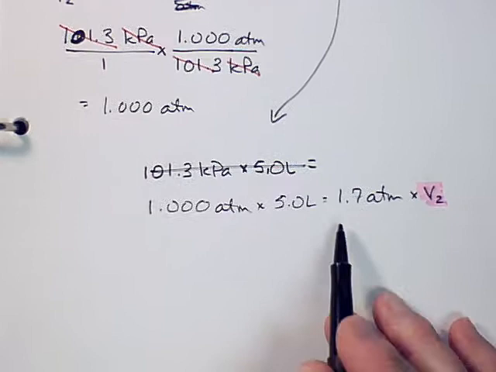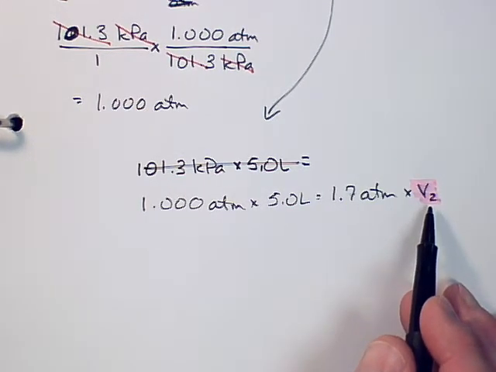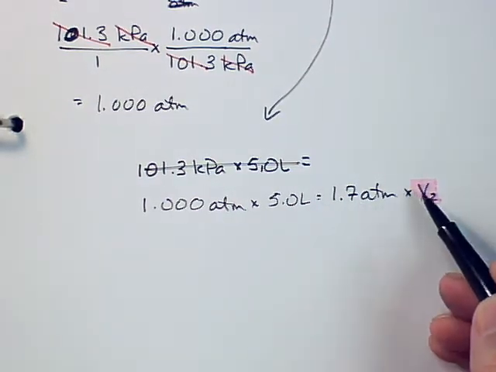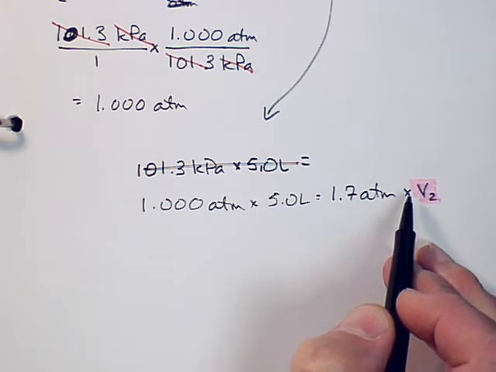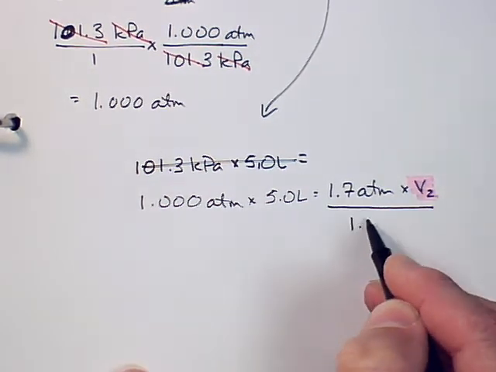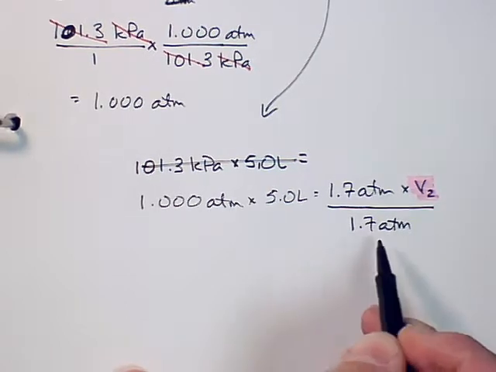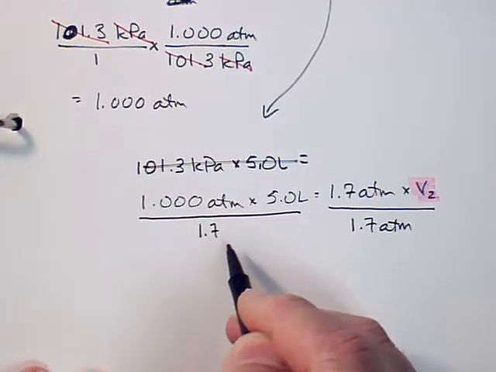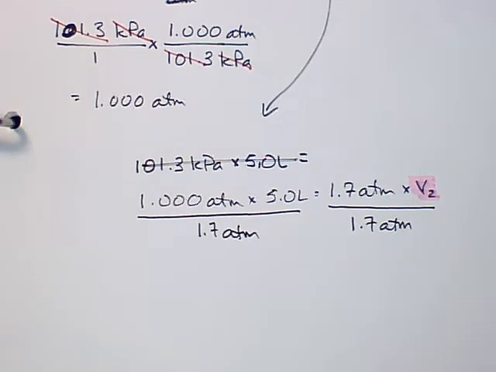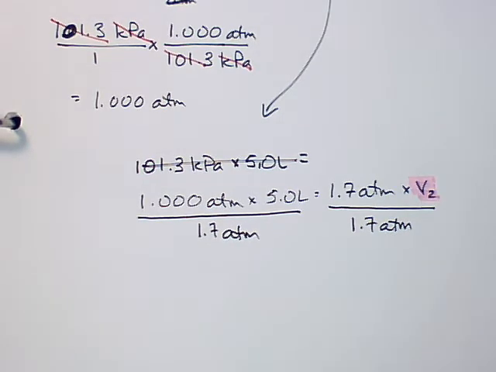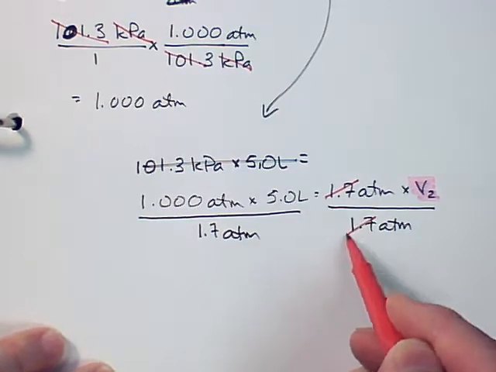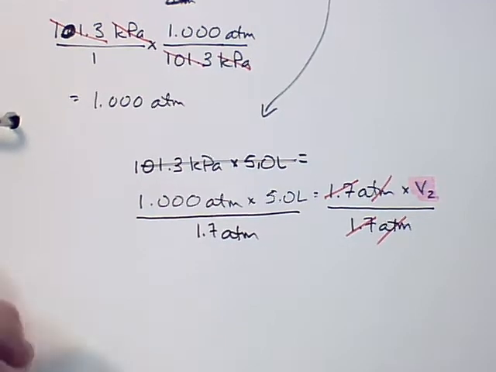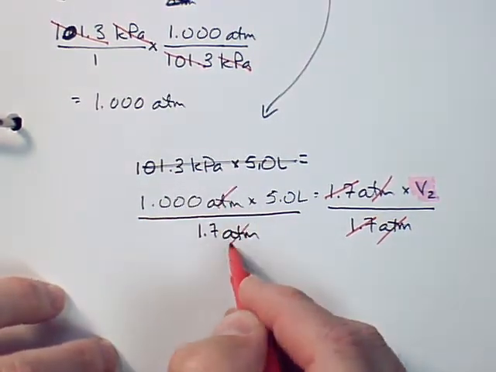Well, what I have here is 1.7 atmospheres times V2. In order to get V2 by itself, I'll have to divide out 1.7. Division undoes multiplication. So I'm going to put this over 1.7 atmospheres. But if I do it to this side of the equality statement, I must do it to this side. Otherwise, the equation is no longer actually equal. And by doing that, you should be able to see you can cancel 1.7 because it's exactly the same on top and bottom. You can cancel atmospheres because it's the same on top and bottom. And we can simplify the left side of the equation by canceling out atmospheres.